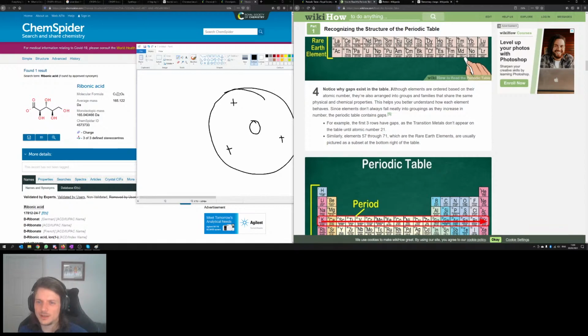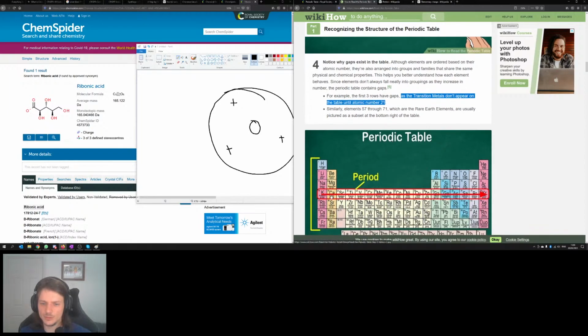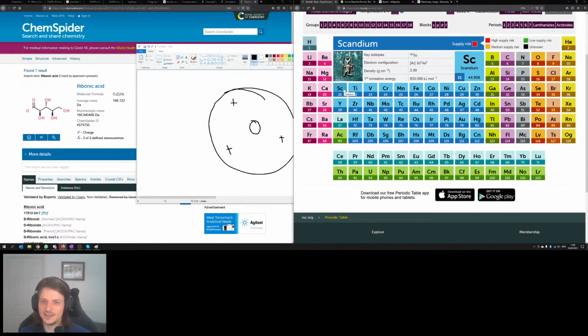Notice why gaps exist in the table. Although elements are ordered based on their atomic number, they're also arranged into groups and families that share the same physical and chemical properties. This helps you better understand how each element behaves. Since elements don't always fall neatly into groupings as they increase in number, the periodic table contains gaps. For example, the first three rows have gaps, as the transition metals don't appear on the table until atomic number 21. I see calcium, potassium, and then it goes to scandium, titanium, all these metals. Okay.